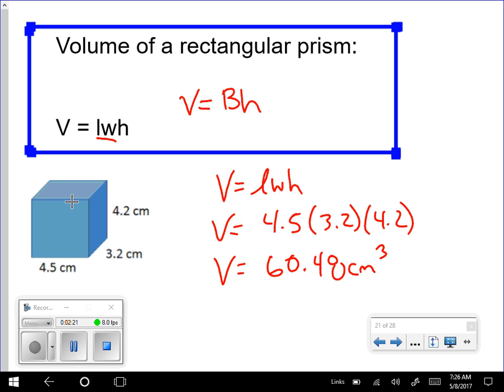Okay, so remember, volume is the space inside of this prism here. So it's how much can be filled up. If you think about it like, how much water could I fill that prism with? Well, it would be 60.48 centimeters cubed. It could fill it with that much water. All right. Moving on, we're going to get to the meat of our lesson today, which is triangular prisms.